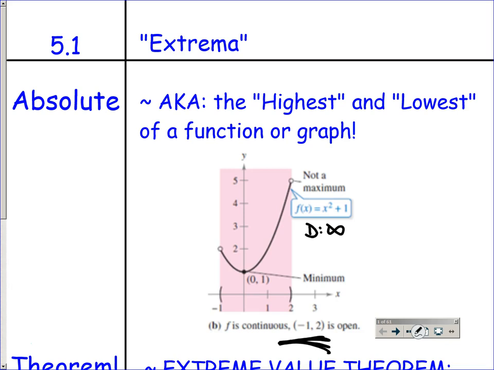There is no right before 2, right? I don't have a highest. It's just getting closer and closer and closer to 5, but there is no actual max if I can't use 5. 5 is the limit, but if I can't use it because I can't use the endpoint, well then forget it. I don't have a max. But why was there still a min?